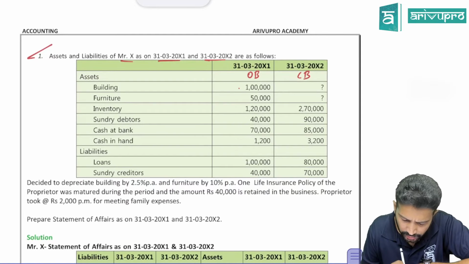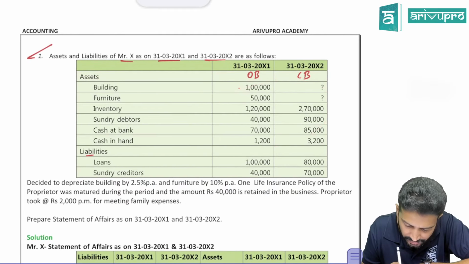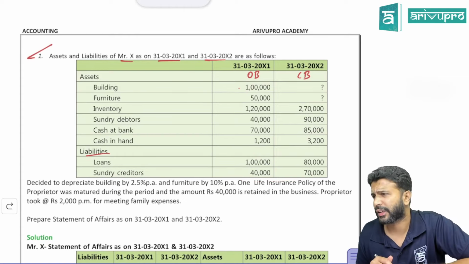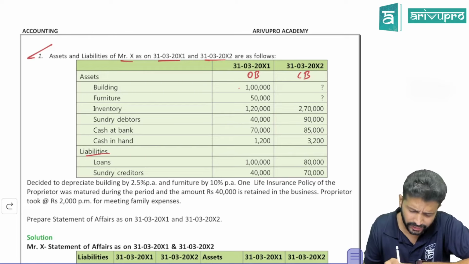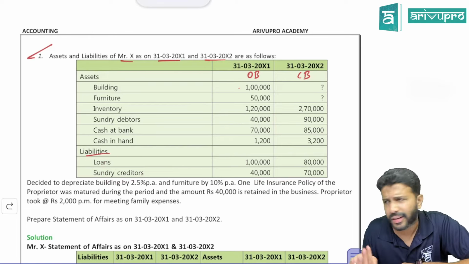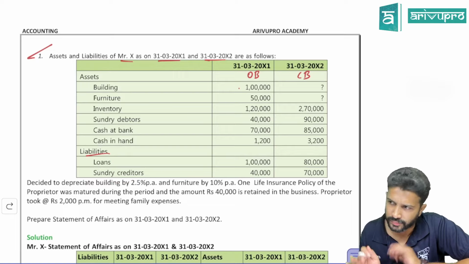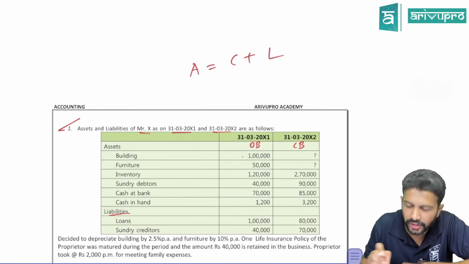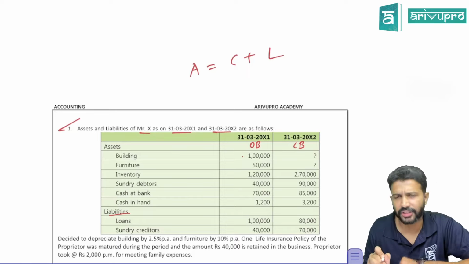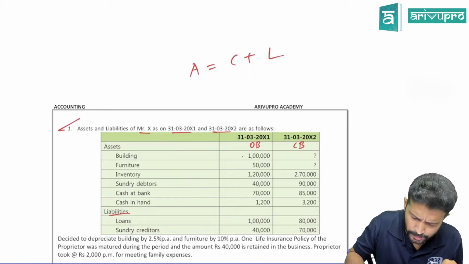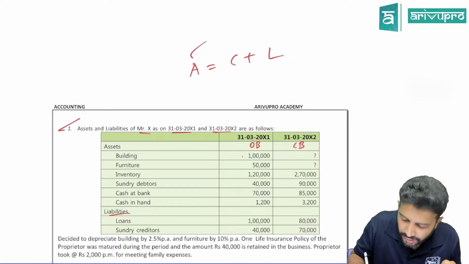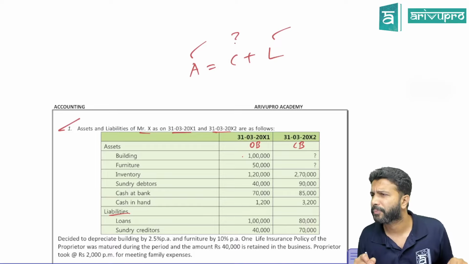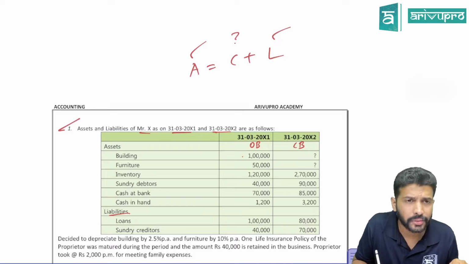These are all the assets, and then they've given liabilities. Liabilities consist of only two components, loans and creditors. But one component on the liability side is missing, what is that? Capital. Balance sheet is prepared using what equation? Assets is equal to capital plus liability. In this problem, they have given you assets and liabilities, but capital is a question mark. Can't you find it out?